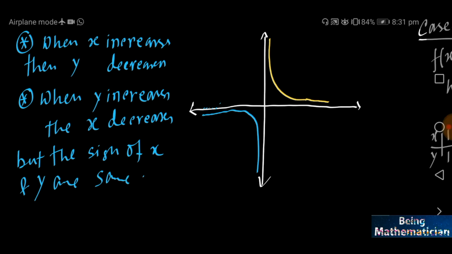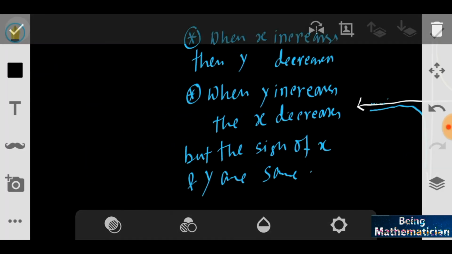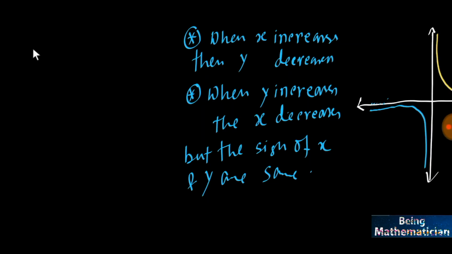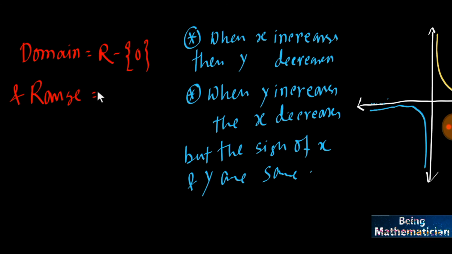So we can say from this that the domain must be real numbers minus 0 and the range, yes, it is also real numbers minus 0.